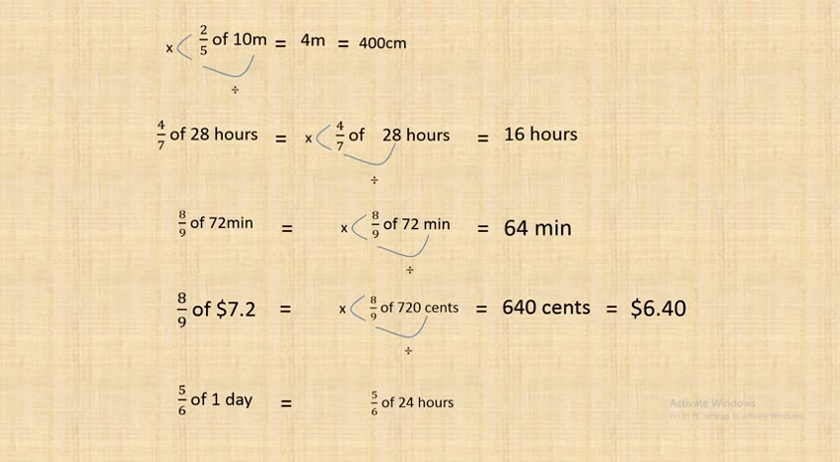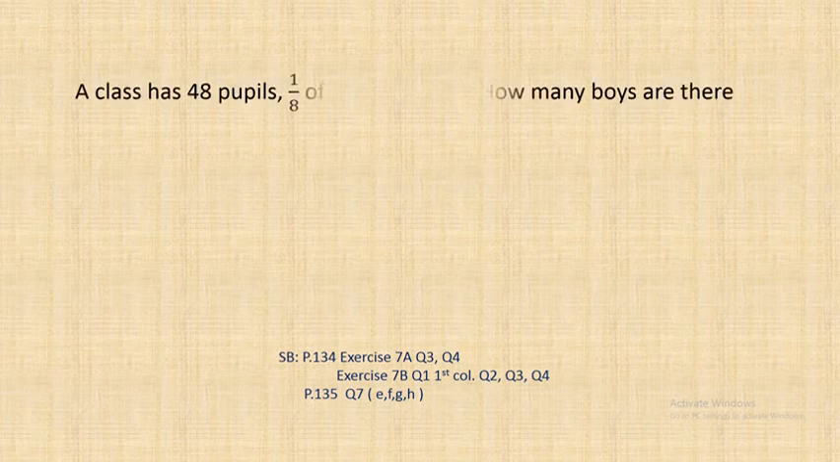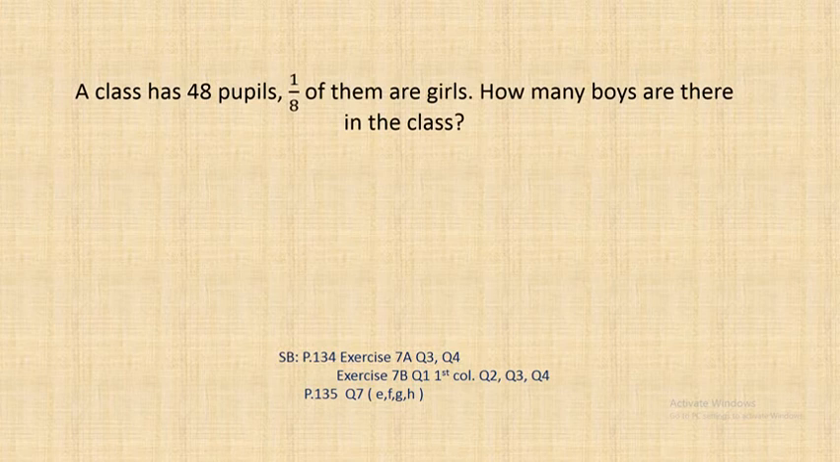So 24 divided by 6 is going to be equal to 4. And this 4 times 5 is going to be equal to 20 hours. Okay, so guys, I need you to solve the classwork here. After this slide, I need you to go on and solve this classwork, pages 134 and 135, in these specific questions. Okay, so first let's start with this question. Let's answer this question first.